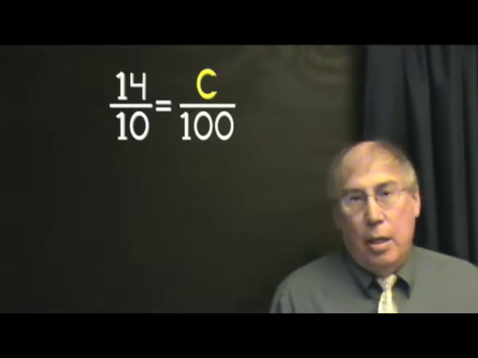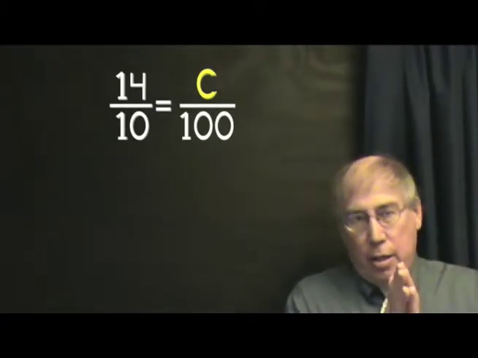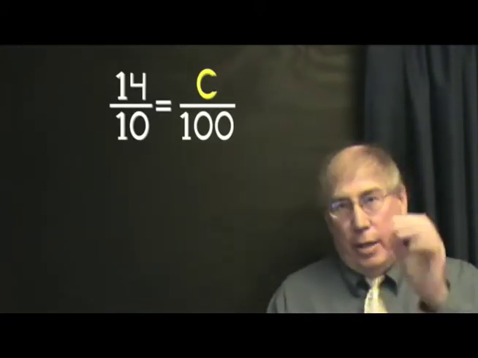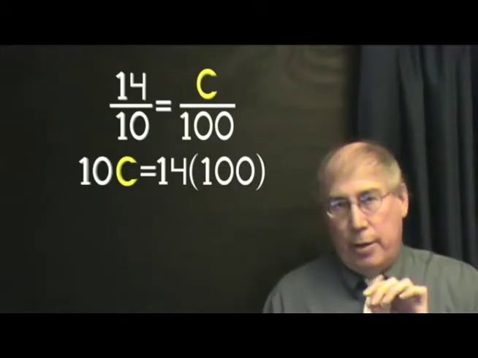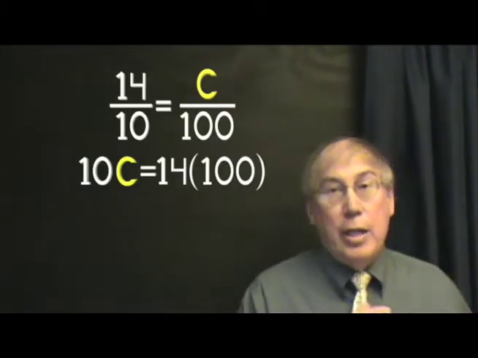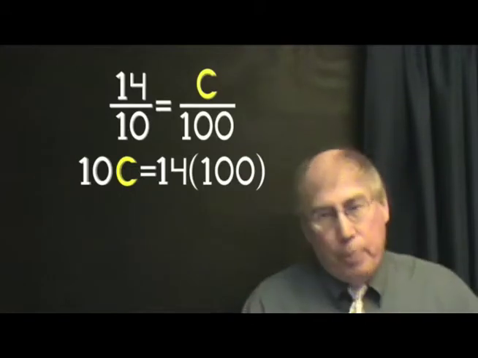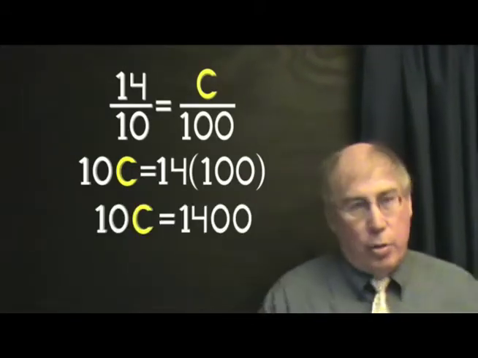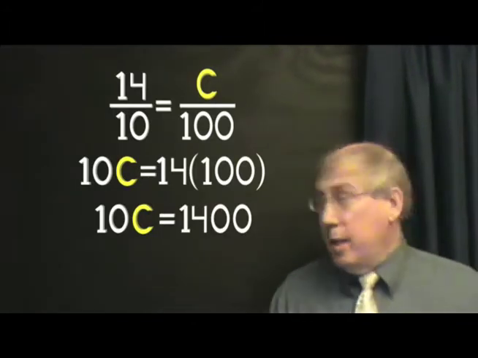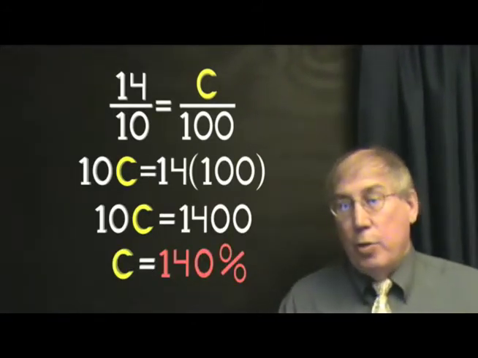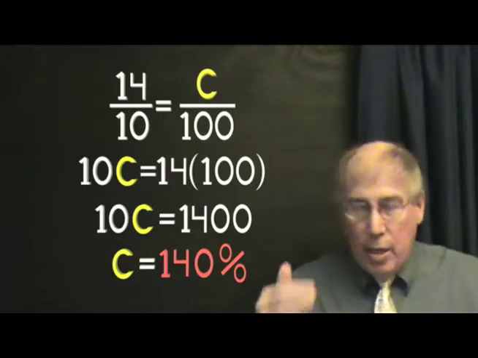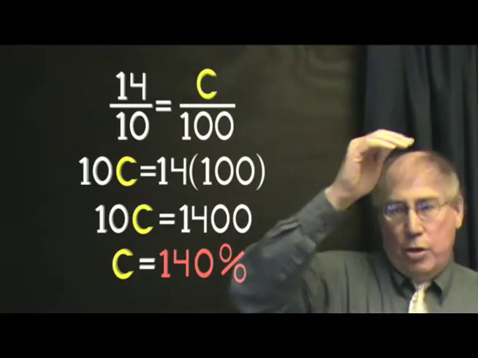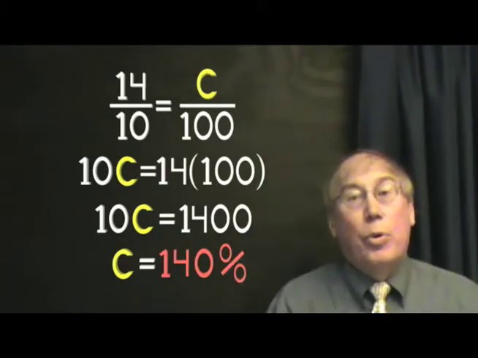Now here, notice that our numerator is larger than our denominator on the left-hand side, 14/10. We want to know what percent of 10 14 is. We set it equal to c over 100, cross multiply, we get 10c equals 1400, divide by 10, we get 140%. Whenever the numerator is larger that way, we're going to have more than 100%.